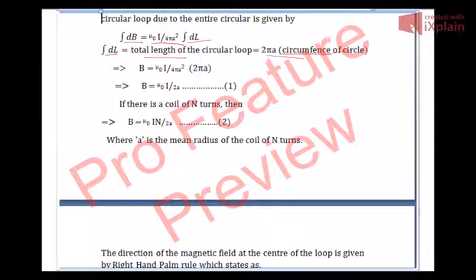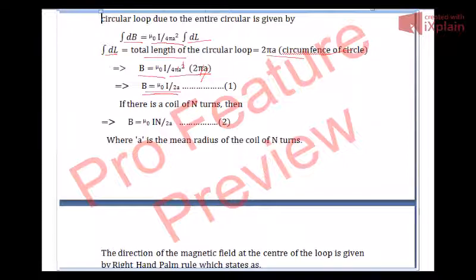We know that the circumference of a circle of radius r is given by 2 pi r. Here instead of r we have a, the radius of the circle. So it will be 2 pi a. This implies B will be equal to mu naught I upon 4 pi a square into 2 pi a. So you can cancel: taking the common factor of 2 and 4, and cancelling one a and one a, pi and pi will cancel. B will be equal to mu naught I upon 2a.